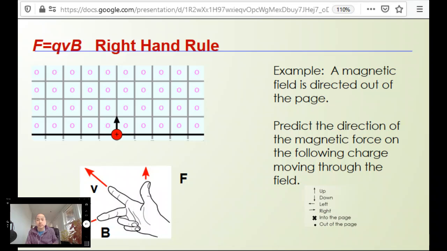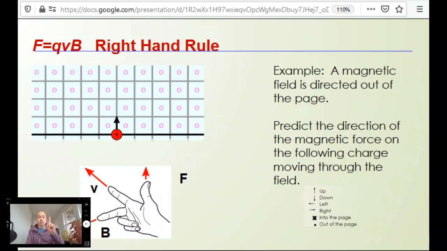Let's take a look at another example. So here we have a magnetic field that is directed out of the page, and the charge is moving in the upward direction. So I'm going to take my right hand again. I'm going to use my index finger and I'm going to point straight up. That's the direction that the charge is moving.